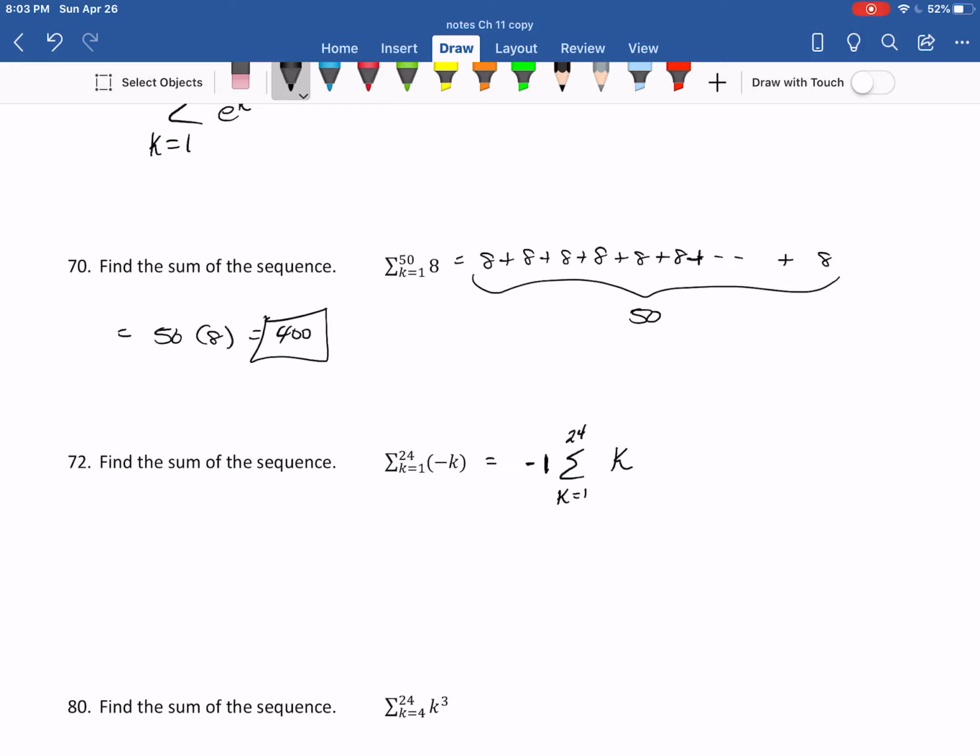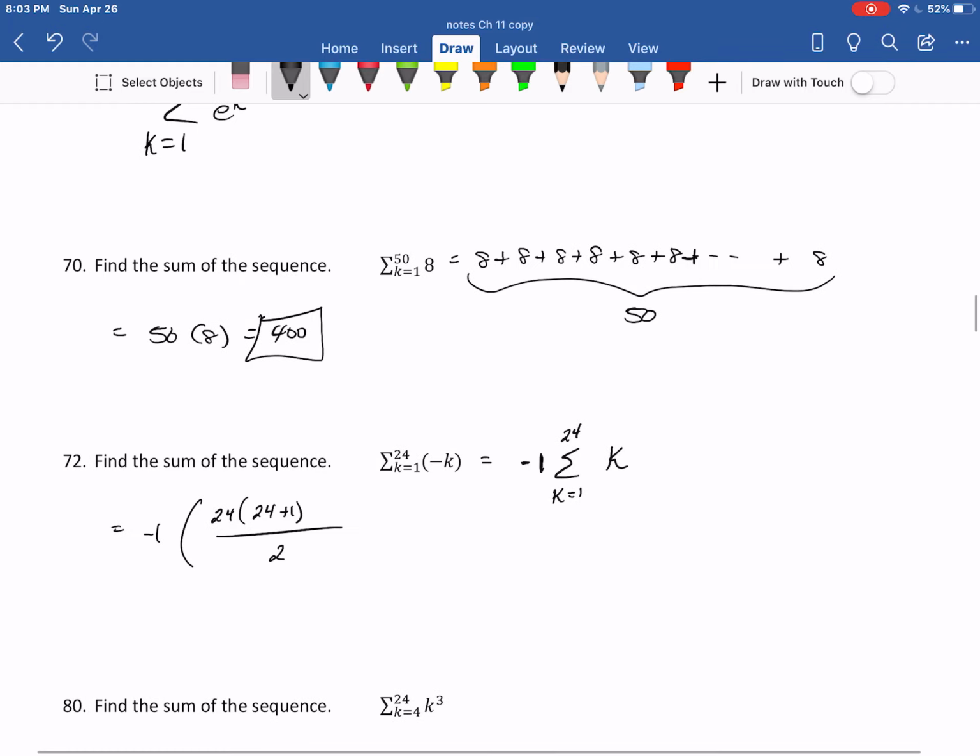The sum of k, according to your formula sheet, says if you added up k 24 times, you would end up using the formula that says take the value of n, which in our case is 24, times 24 plus 1 divided by 2. So 24 times 25 divided by 2 is what I'm working out here. Grab your calculators. Negative 300.